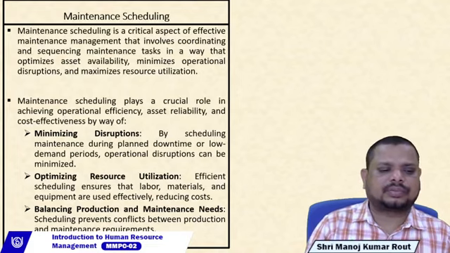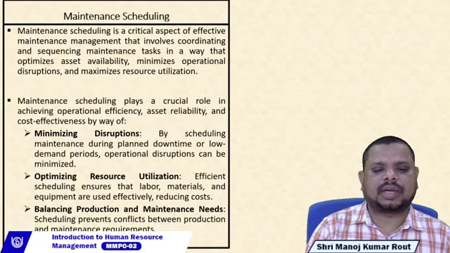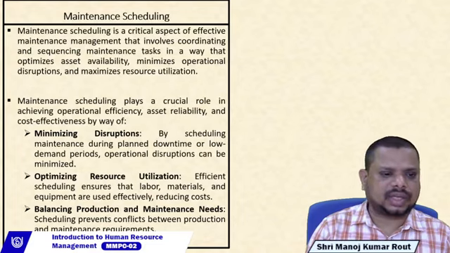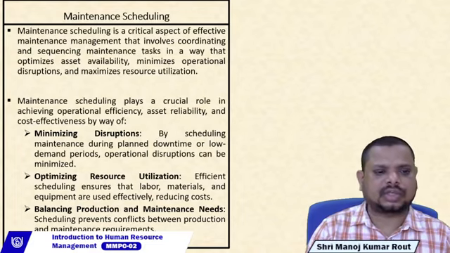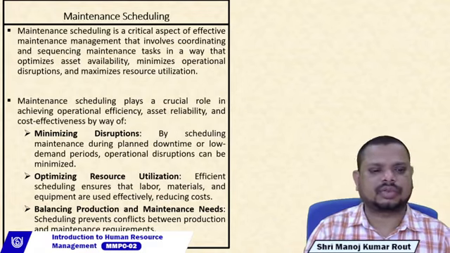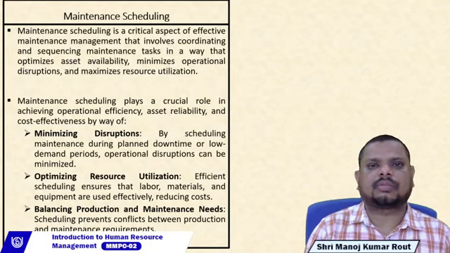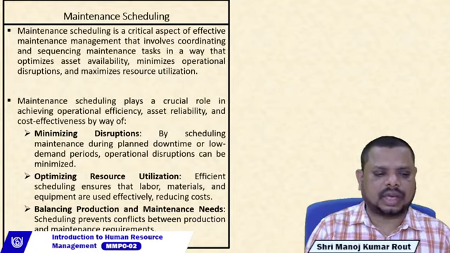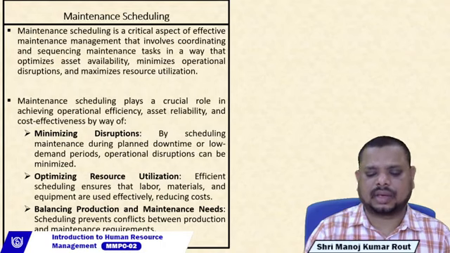And the last one is balancing production and maintenance needs. The schedule prevents conflict between production and maintenance requirements. So these are the key points that show the crucial role of maintenance scheduling. If you go for the review, the first important objective is to minimize the disruptions, then optimize resource utilization, and the last one is to balance your production and maintenance requirements.